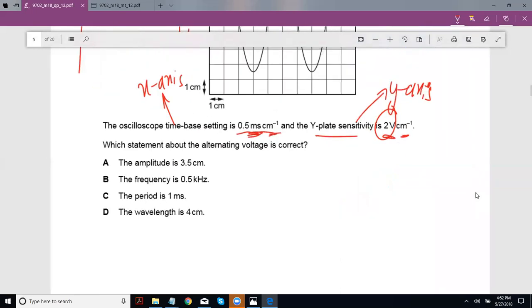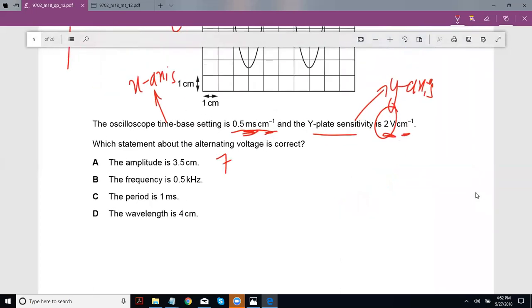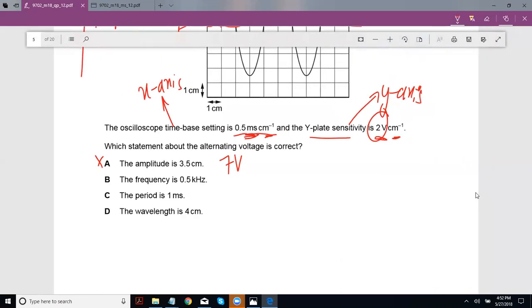So if they had said this was 7 volts, I would have agreed with that. But with 3.5 centimeters, probably not. If it had been a displacement graph, then it makes sense to give your amplitude in centimeters, because then you have distance on your y-axis.